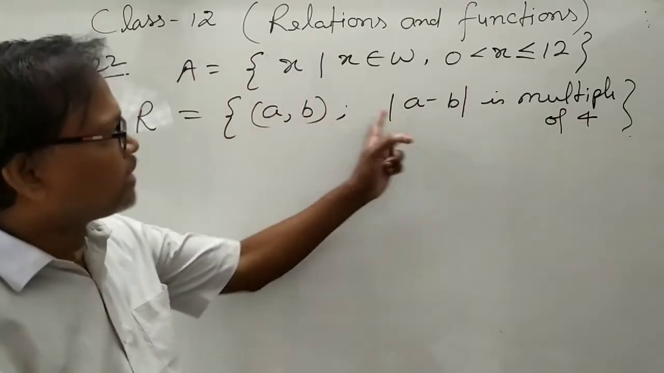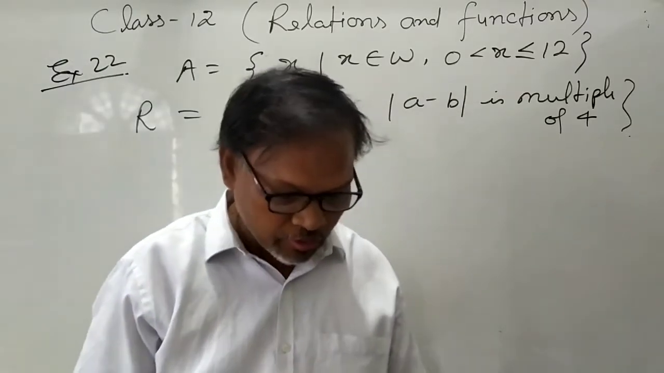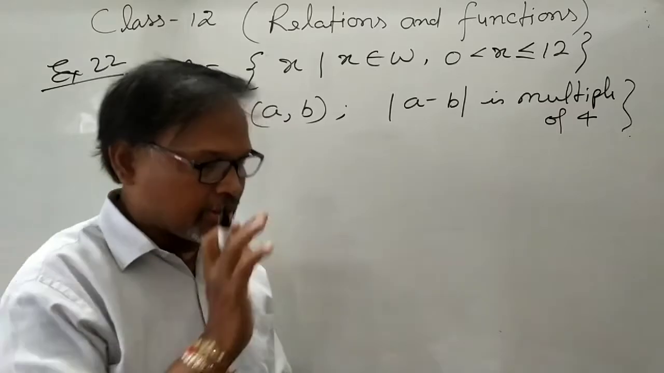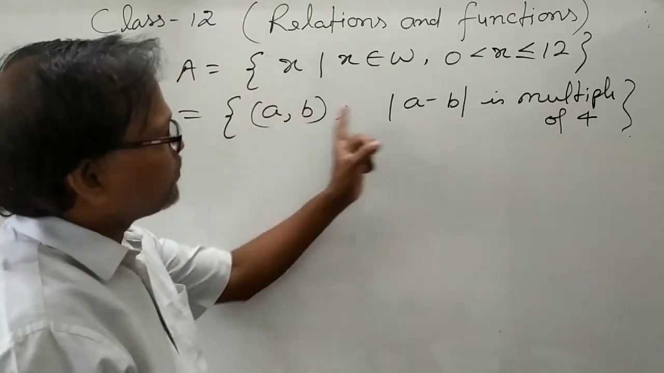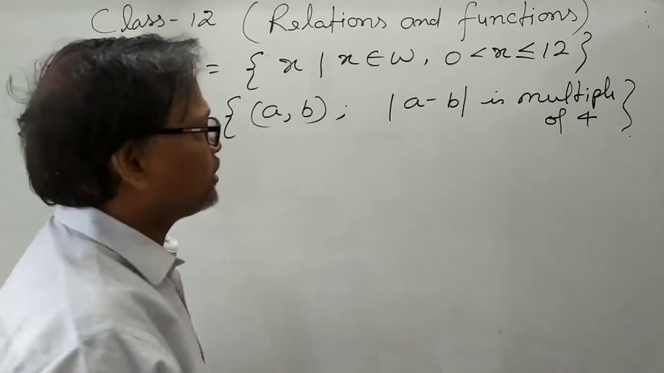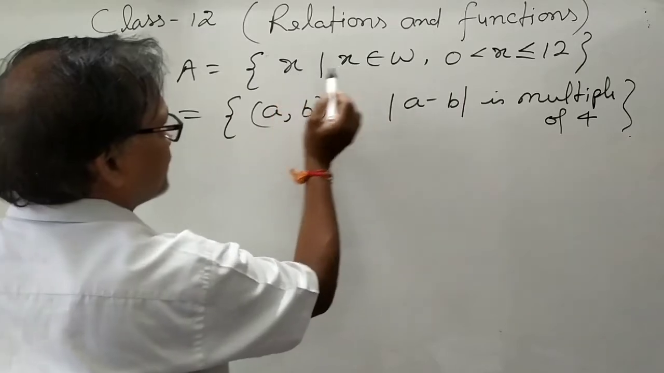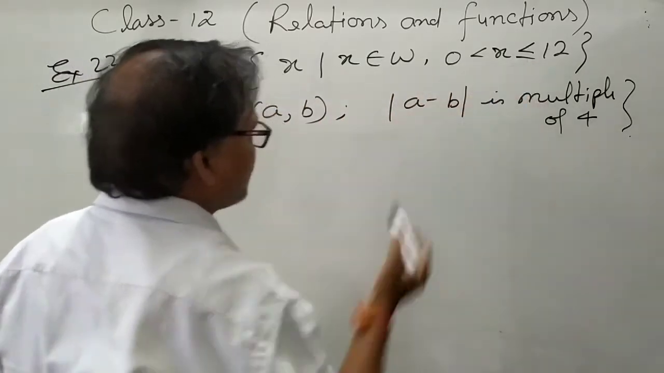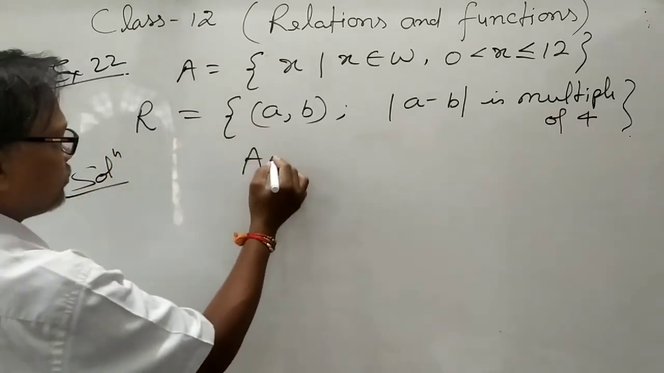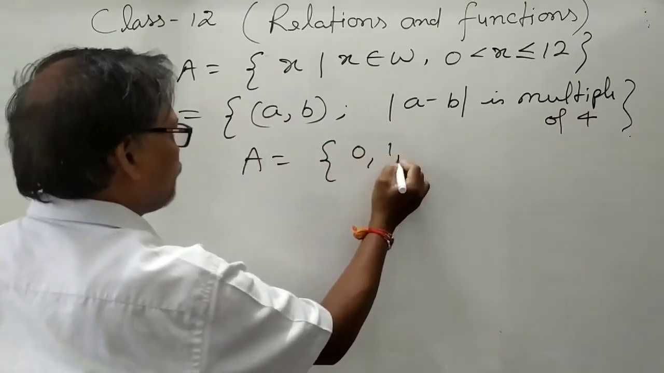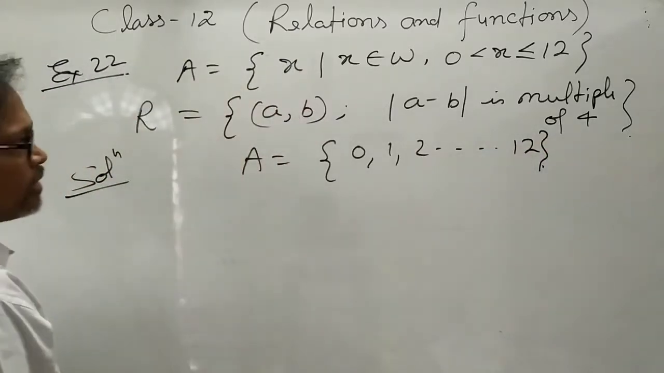Show that this R is an equivalence relation. Also find the set of all elements related to 2. We will tell that later, but before that, show that this is an equivalence relation. As you know, the set A, X belongs to W, 0 to 12, so you can write the set A is equal to 0, 1, 2 up to 12. This is the set A.